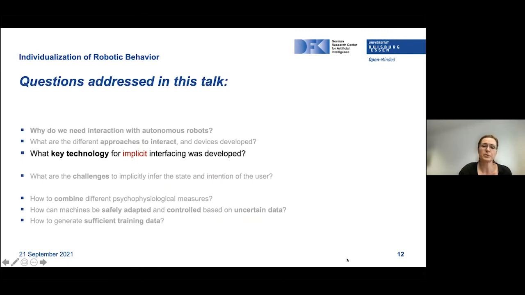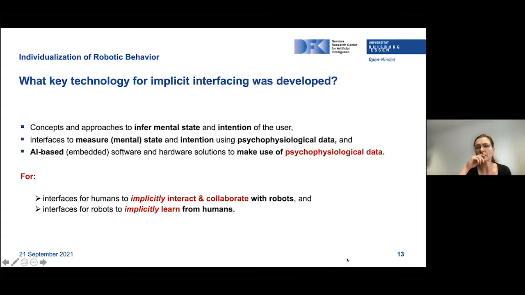So, but what do we need? What kind of key technologies do we need to build implicit interfaces? Of course, first of all, we not only need technology, as I said before, the interfaces themselves, but we also need concepts and approaches to infer mental states and intention of the user. So there's lots of psychology in it, knowing what it is all about, what I have to look for actually, to know whether he's bored, whether he wants to move, and so on and so forth.